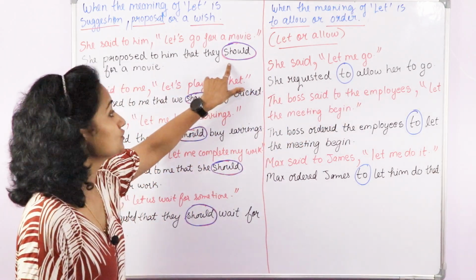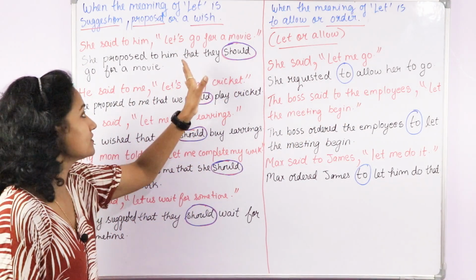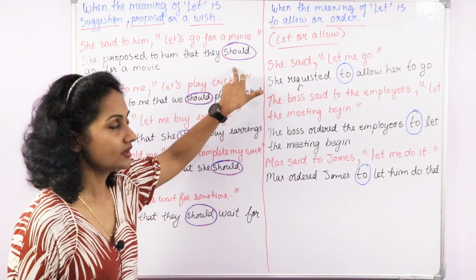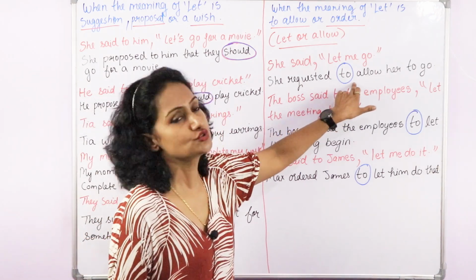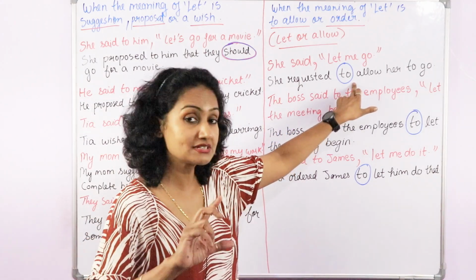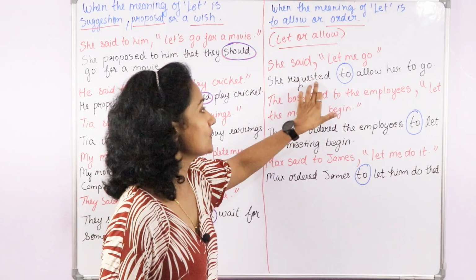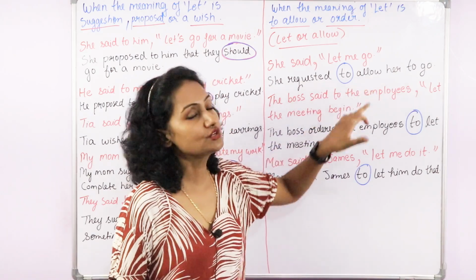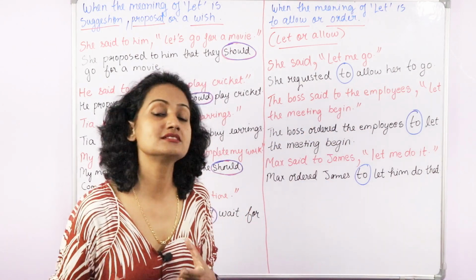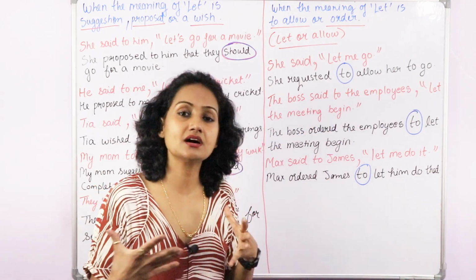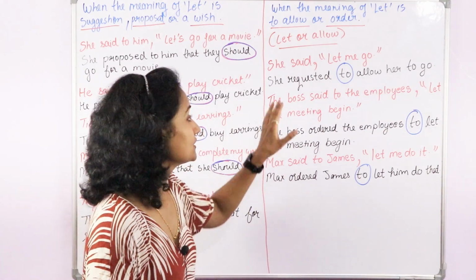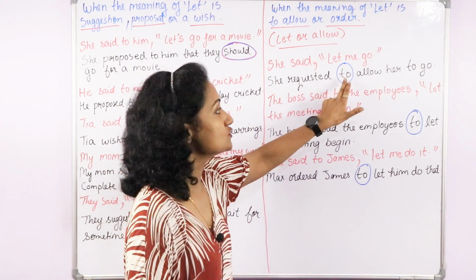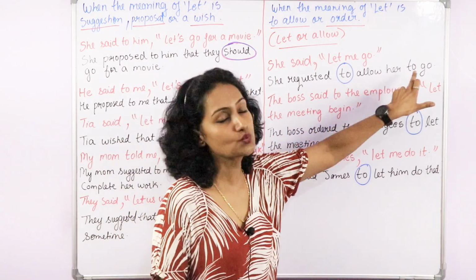Here we used should. Okay, however we connected with that, but we use the verb should. But here we will connect with to, not that. So this is the difference. So she requested to allow her to go. So here you can use let also. Whenever it's a request, you can use either allow or let. So she requested to allow her to go, or she requested to let her go. Then this to will not come.